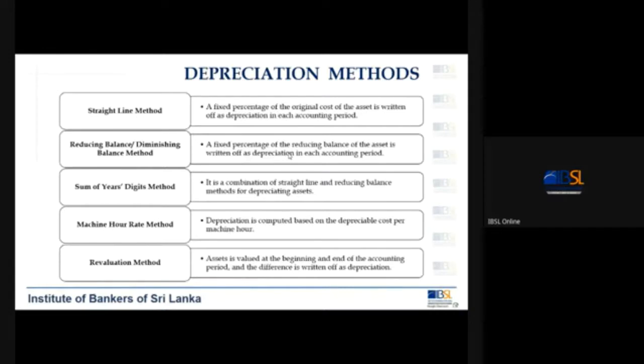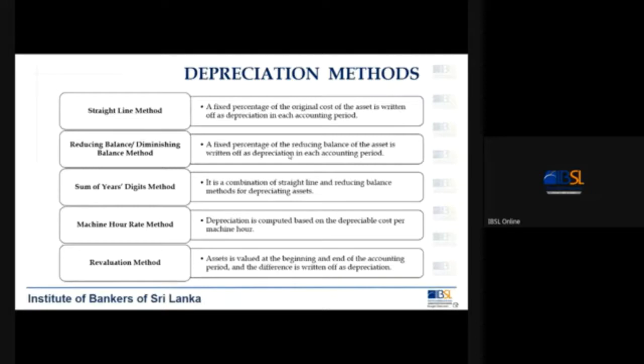But then again, it depends on the assumptions that you make for the revaluation. So if the valuer thinks the computer is going to go up in value, then you have to consider that. So basically, these are some of the important methods, I would say.